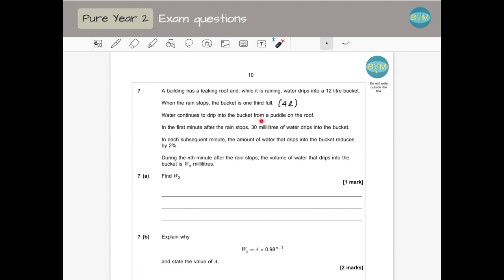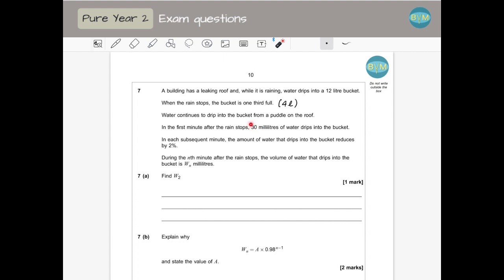Water continues to drip into the bucket from a puddle on the roof. In the first minute after the rain stops, 30 milliliters of water drips into the bucket. In each minute after, the amount of water is reduced by 2%. During the nth minute after the rain stops, the volume is Wn. This should give you a clue to think about sequences or series.